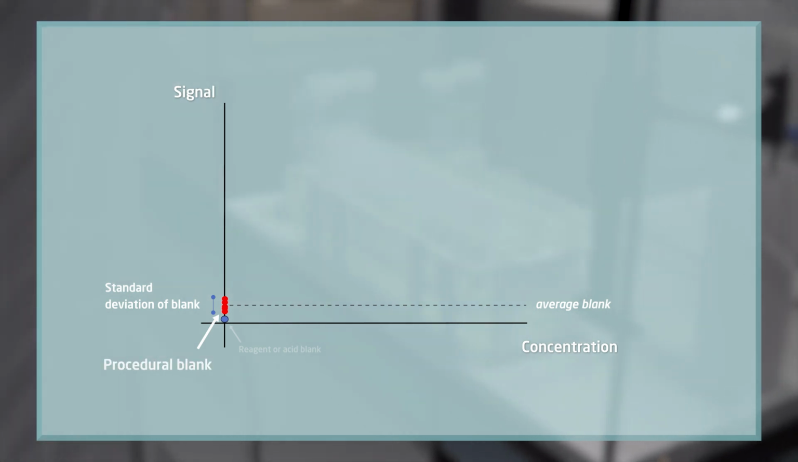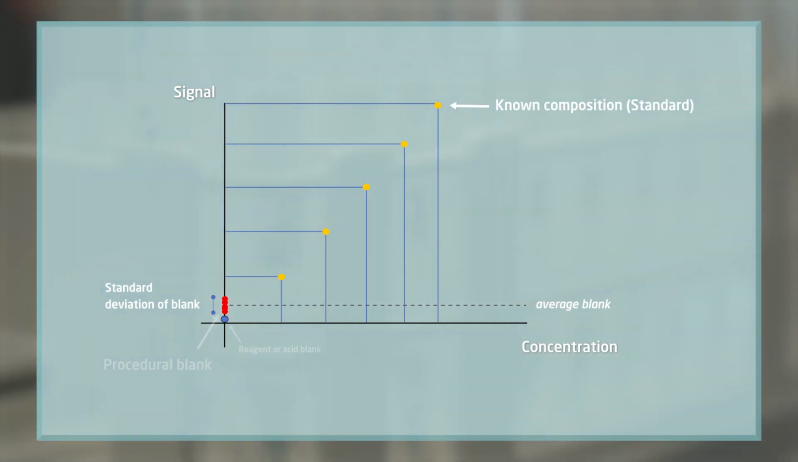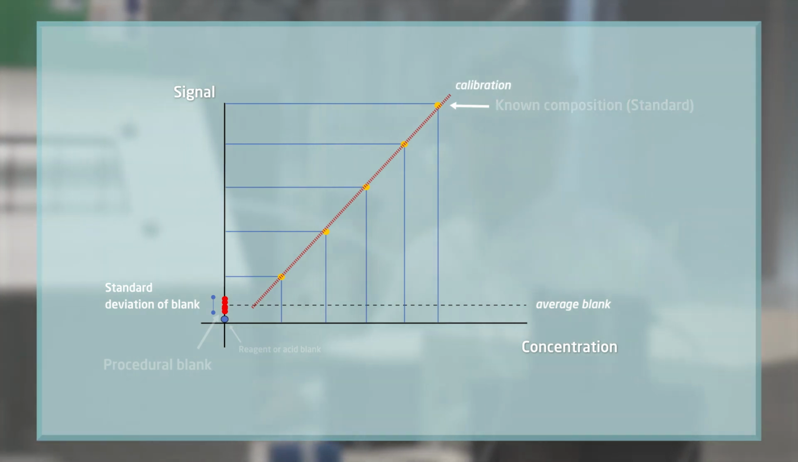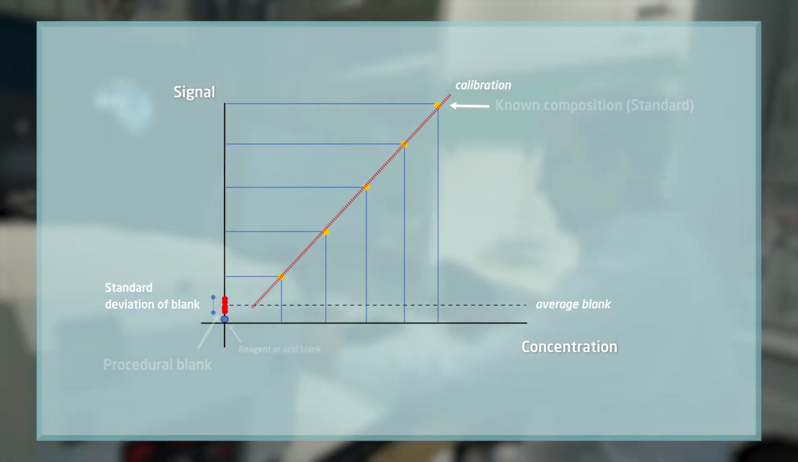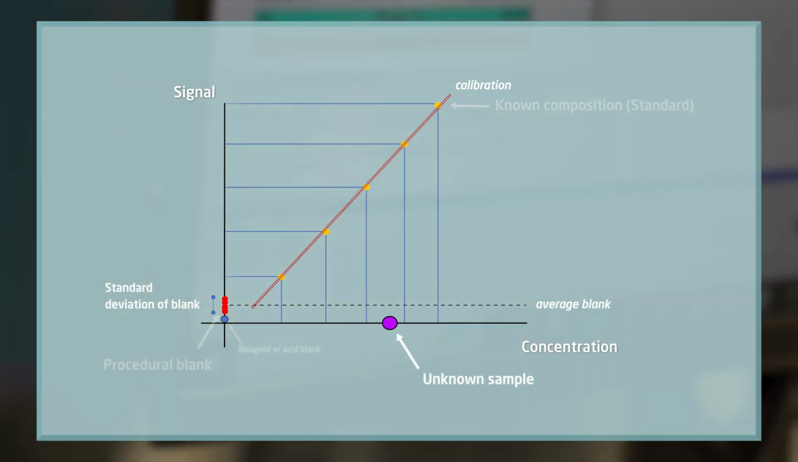Furthermore, you need to run samples of known compositions to validate your results. Some samples have been certified for their composition. They are called Certified Reference Materials, or CRMs. For an unknown marine sample, you can then measure the signal height and calculate the concentration from it.